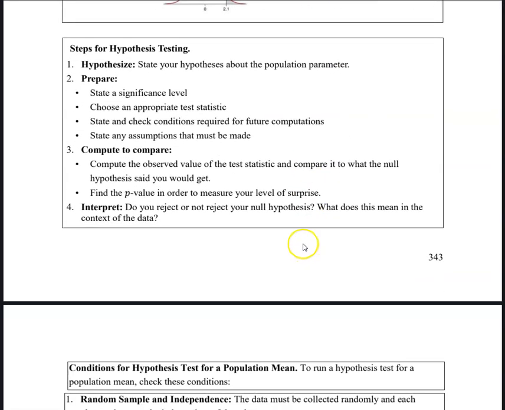Our steps for hypothesis testing are the same as they were earlier in the course. You're going to start by writing your hypotheses. Then you're going to prepare, choose your alpha level, your significance level, which is usually 5%. Calculate that test statistic if you need to, or have StatCrunch do it. Check the central limit theorem conditions, and then go ahead and do your computation. So remember, we'll use StatCrunch to get that p-value and then make a decision on whether or not to reject the null hypothesis and what that means in the context of the research question.